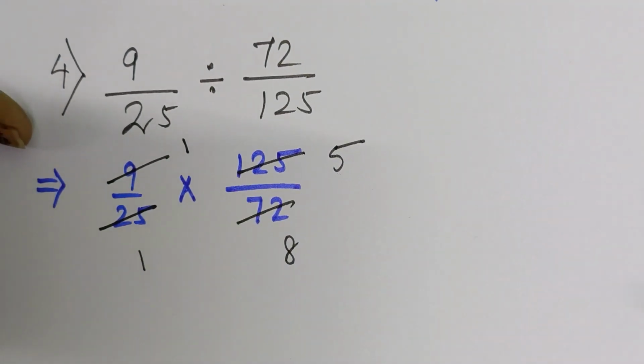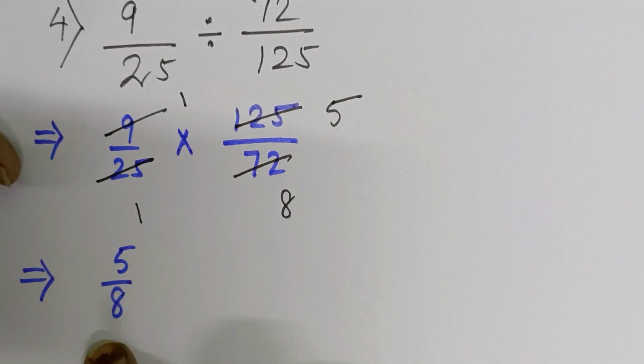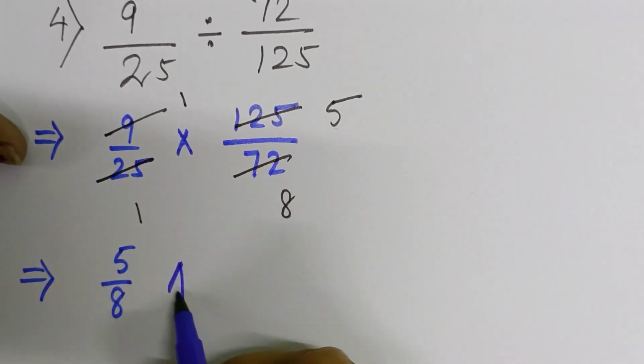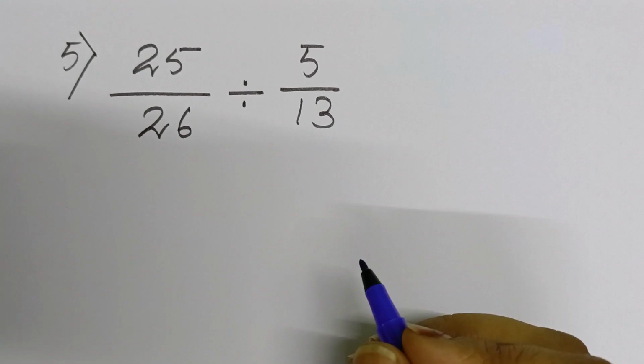Okay, so our answer is 5 by 8. And this is a proper fraction, as the denominator is bigger than the numerator, so it will remain the same, and this will be our answer. Okay, now let's do the next one.